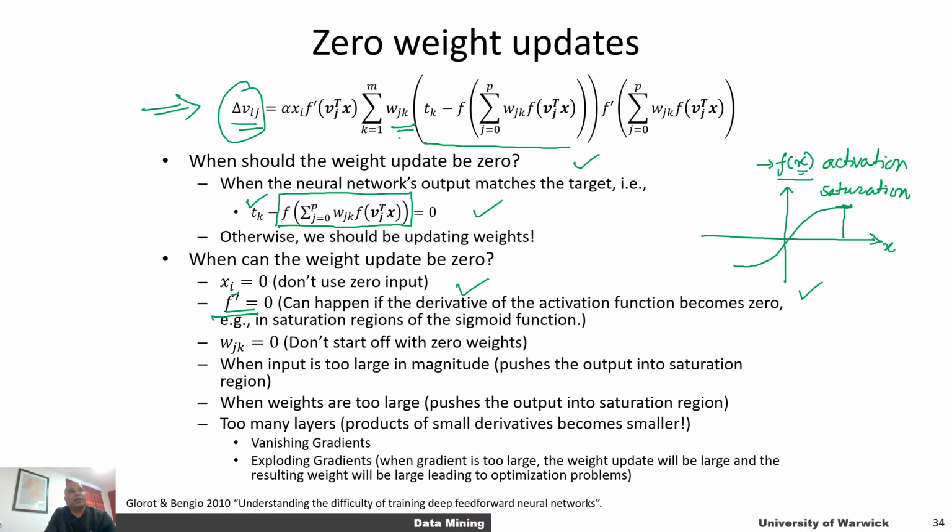If wjk are equal to 0, so if you start with wjk equal to 0, then your weight update delta v is going to be 0, so no weight update is going to take place. So the lesson from that is that we shouldn't start with 0 weights. But at the same time, if your net input into the activation function is very large, and that can happen if the weights are very large or if your input is very large.